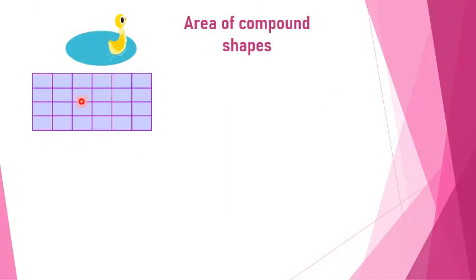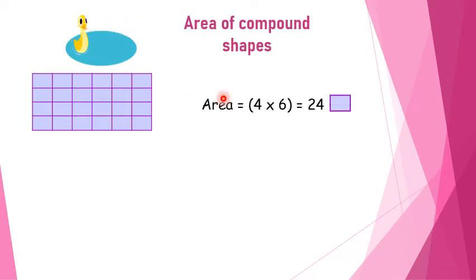If I have this array, I know the area of this array is number of rows by number of columns, so I multiply the number of rows by the number of columns. How many rows do we have here? 1, 2, 3, 4. How many columns? 1, 2, 3, 4, 5, 6. So the area of this array is 4 multiplied by 6, which is 24 square units.